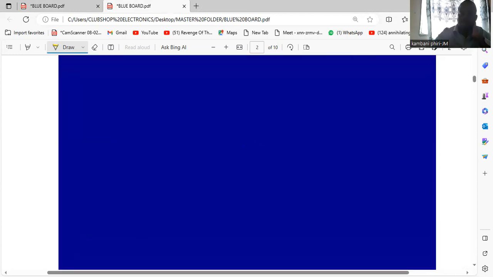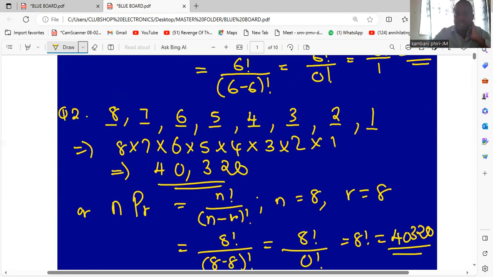Now we look at how we can deal with repetition. Permutations with repetition.